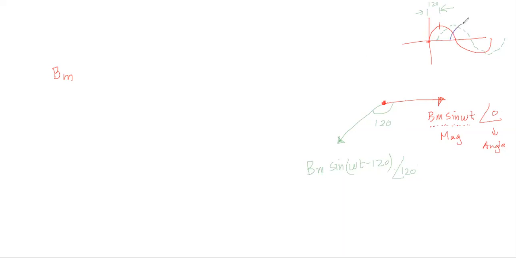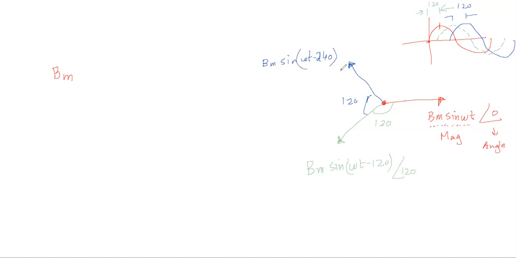Okay, so for the third phase, the angular separation between these two is again 120, and between the first one and the second one is 240 degrees. So the third phase is like this, and its magnitude will be a time varying function like this, because it is 240 degrees with respect to the first one. It is 120 degrees lagging with respect to the second one, but it is lagging 240 degrees with respect to the first one. So it is this 240, and I know its angle is also 240.